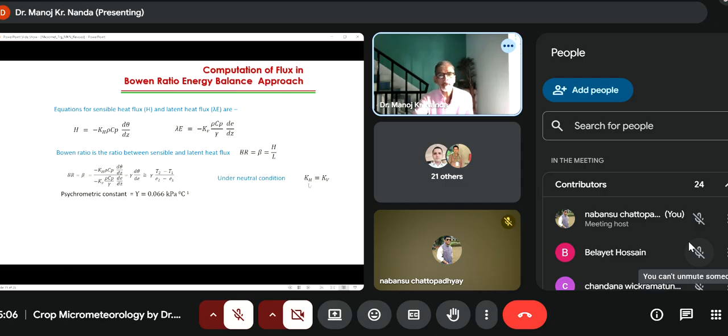Now, under neutral condition, KH is equal to KW, so it is easy to cancel these things. And ultimately, the energy balance equation, as you know, maybe yesterday you have studied this: H plus L plus G is equal to Rn. So, in place of H, I can write beta into L. So, beta into L plus L plus G, and I can put L is equal to (Rn minus G) by (beta plus 1). So, this is my simple formula to get the flux, but originally this formula is derived from the aerodynamic transfer systems. I'm just showing how it is simplified.